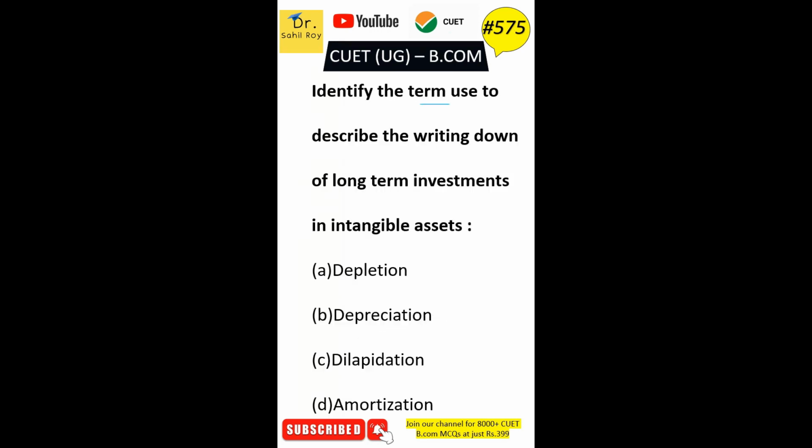Identify the term used to describe the writing down of long-term investments in intangible assets. Option A, depletion. Option B, depreciation. Option C, dilapidation. Option D, amortization. इस क्वेश्चन का सही आंसर है the term used to describe the writing down of long-term investments in intangible assets is amortization. Option D is the correct answer.